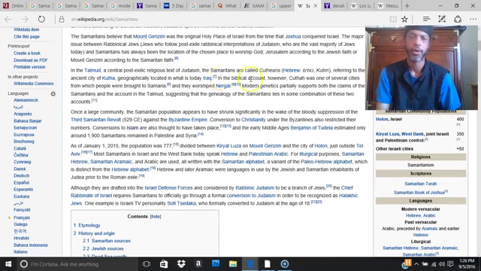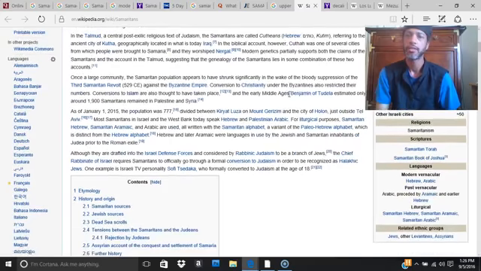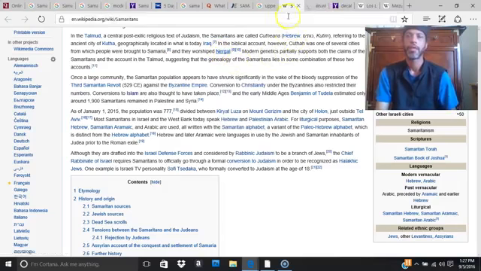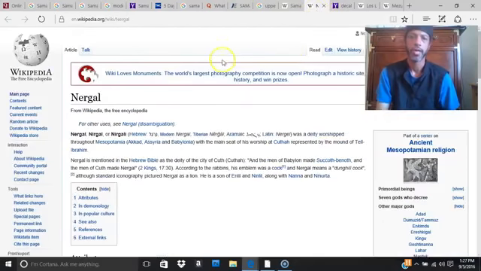In the Bible account, however, Kutha was one of several cities from which people were brought to Samaria, and they worshipped Nergal. Some geneticists partially support both the claims of the Samaritans and the account of the Talmud, suggesting that the genealogy of the Samaritans lies in some combination of these two accounts. So again, it's telling you their place is Iraq.